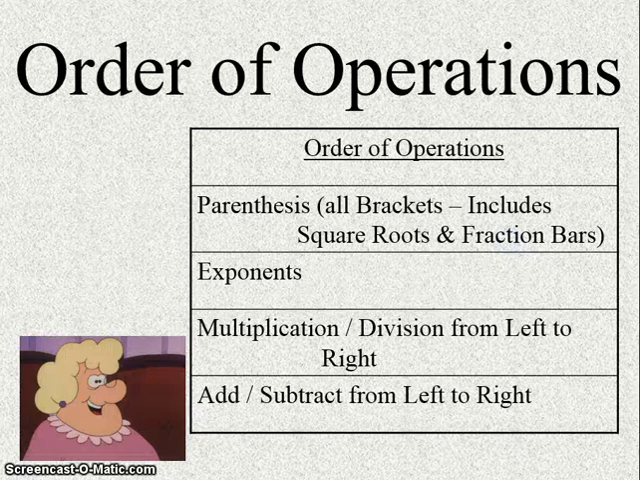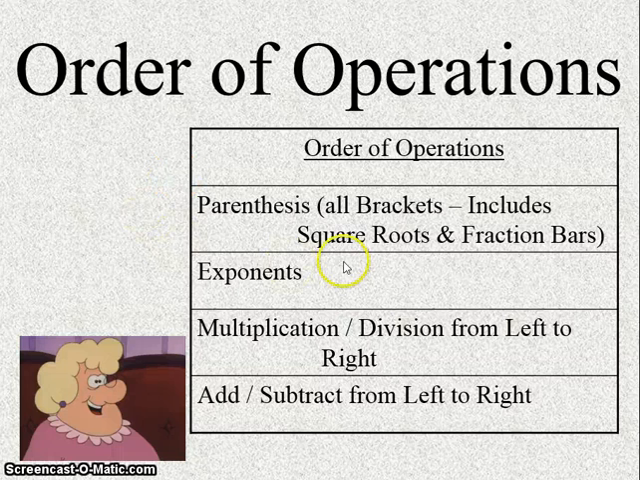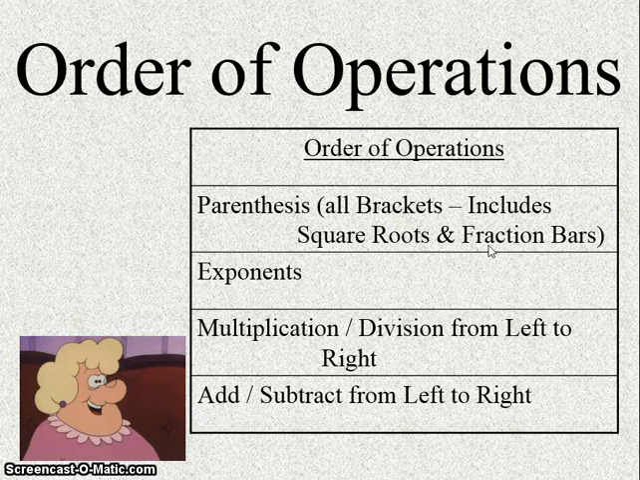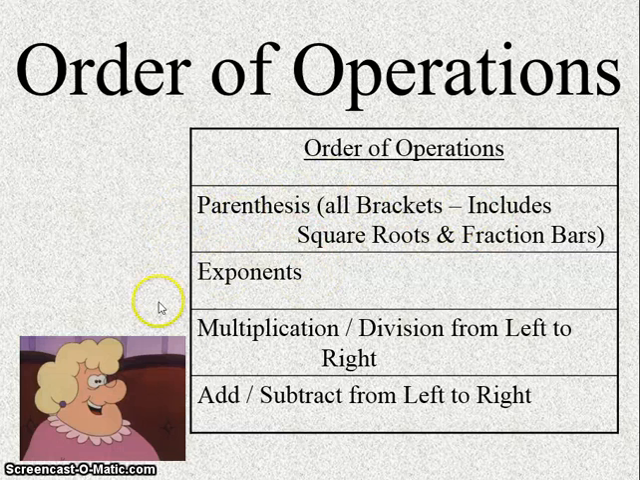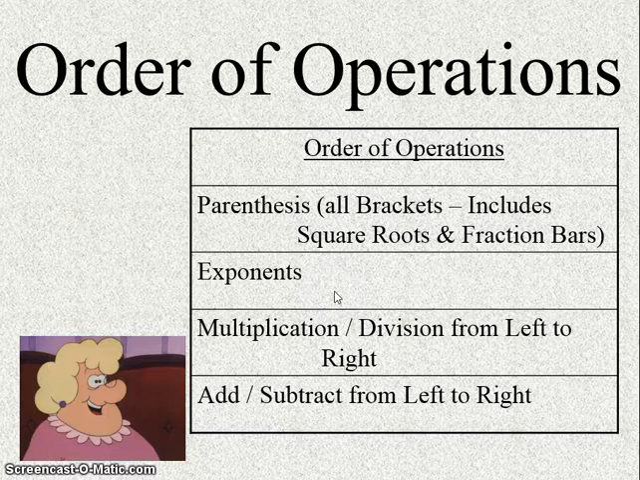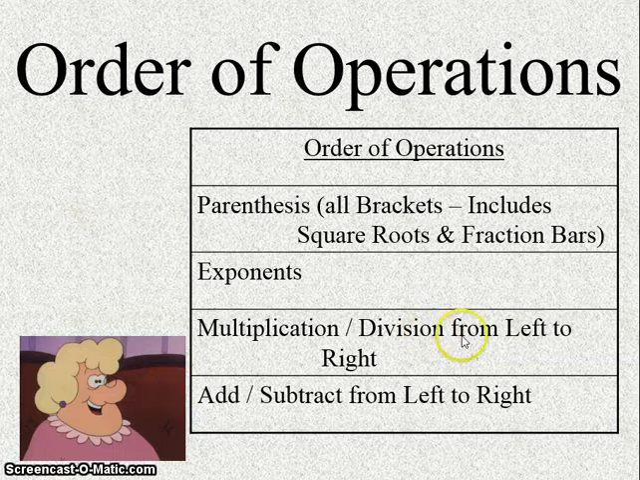The order that they agreed upon is: first, all parentheses would be solved. This expanded over time to include all grouping symbols, which includes brackets, absolute value, square roots, and fraction bars. So you can add absolute value on your guided notes. After all grouping symbols are finished, all exponents are evaluated. Then, multiplication and division from left to right. Multiplication and division are the same process.